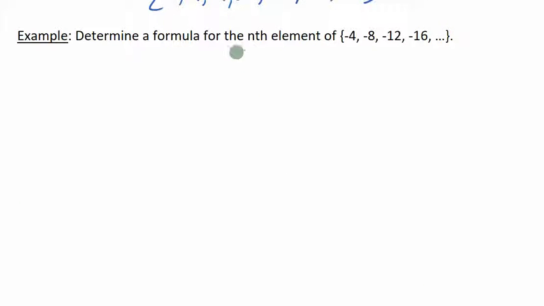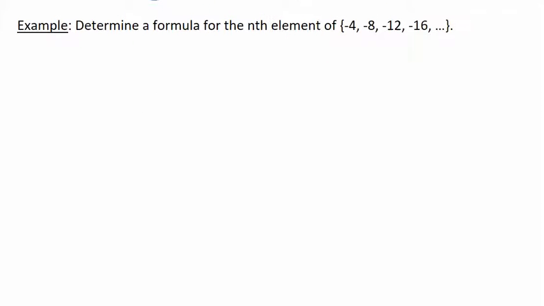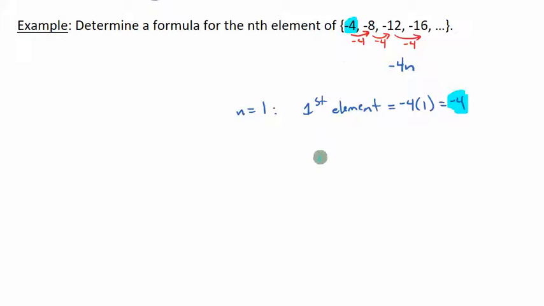I want to find the formula for the nth element of this set. In the elements here, I'm subtracting 4 each time. So that means that my formula is going to be -4n, -4 times n. And we can check again. If I plug in 1 for my first element, so for n equals 1, my first element should be -4 times 1, which is -4. And in fact, my first element is -4.